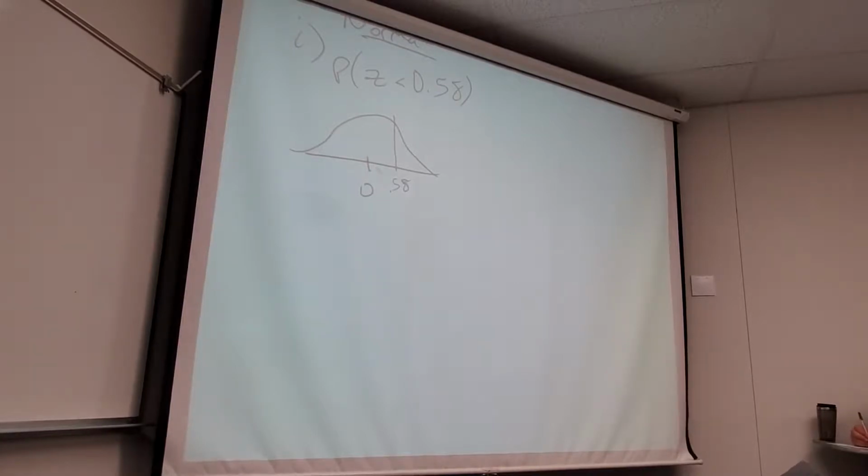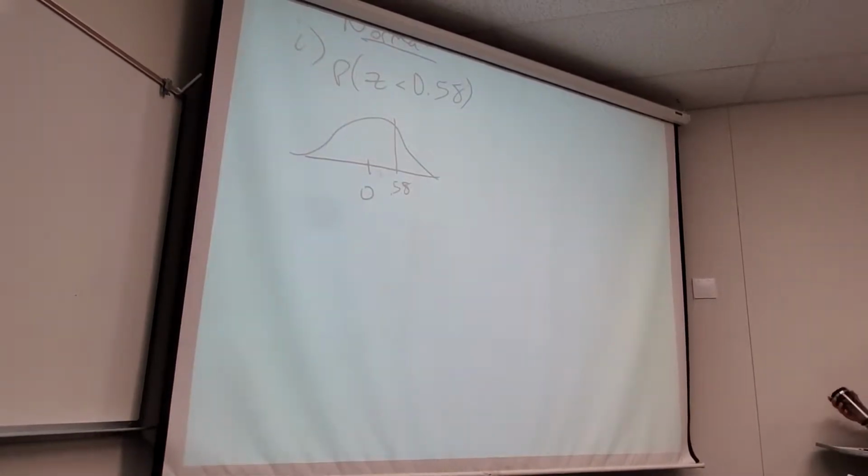Where do I shade? What area am I talking about? To the left, right? So you have to shade, and of course the inequality symbol is an arrow, so you shade that way.